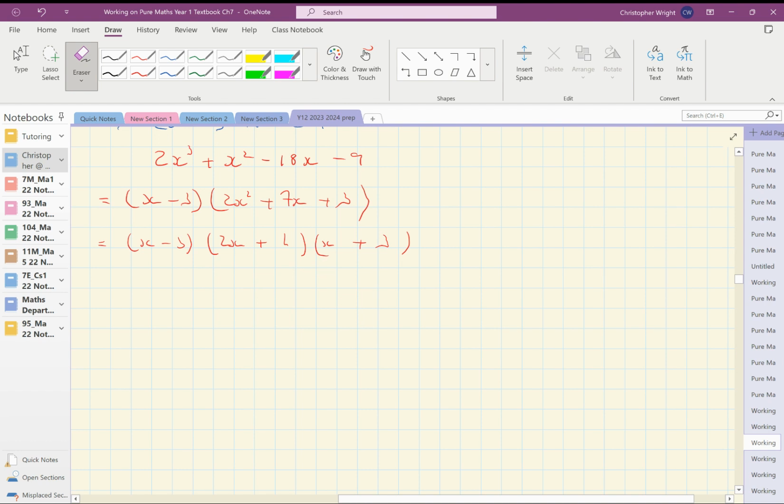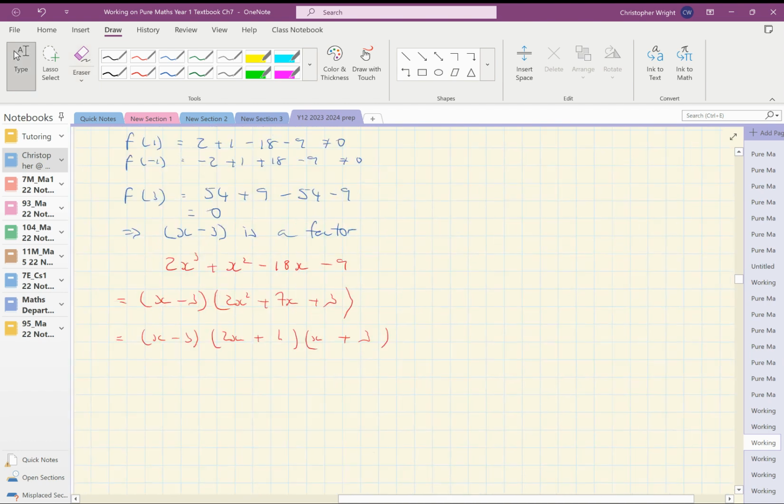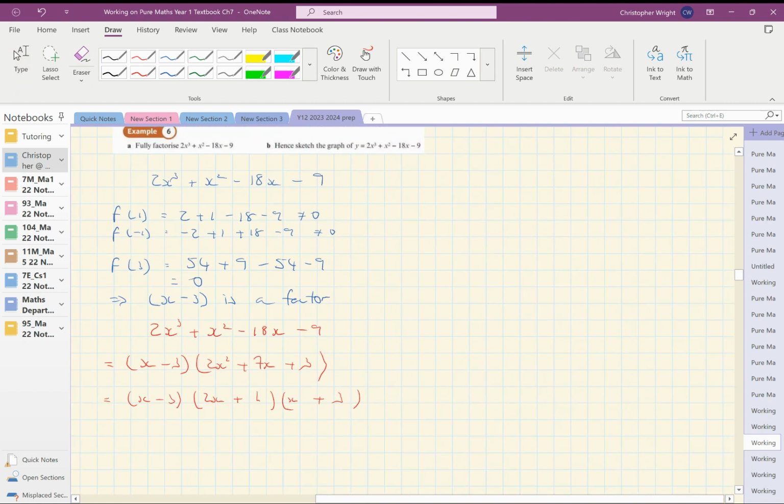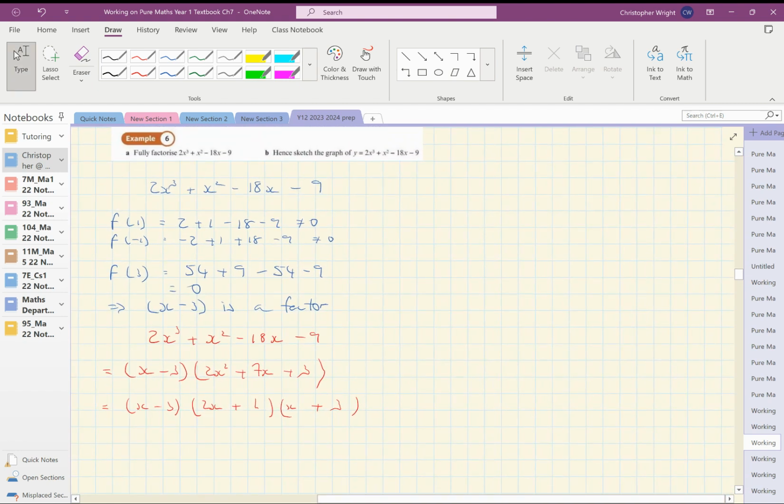Good. So I believe now that we have factorized that polynomial fully, and the factorized version is x minus 3, lots of 2x minus 1, lots of x plus 3. Good.